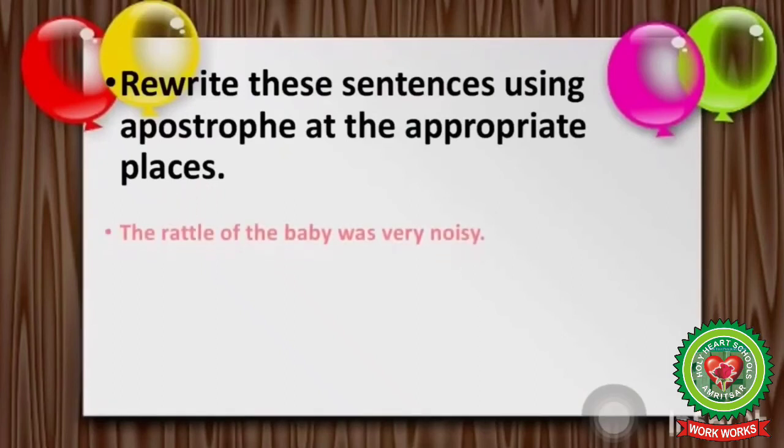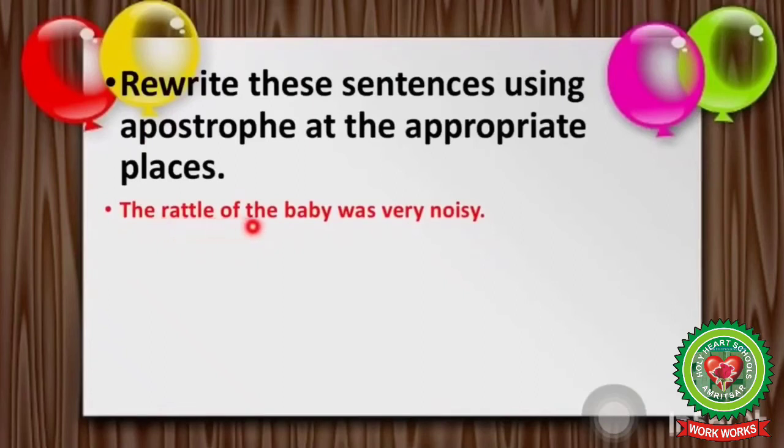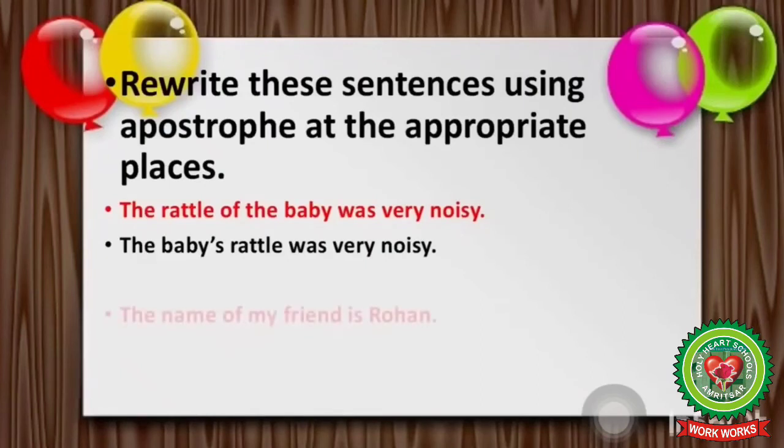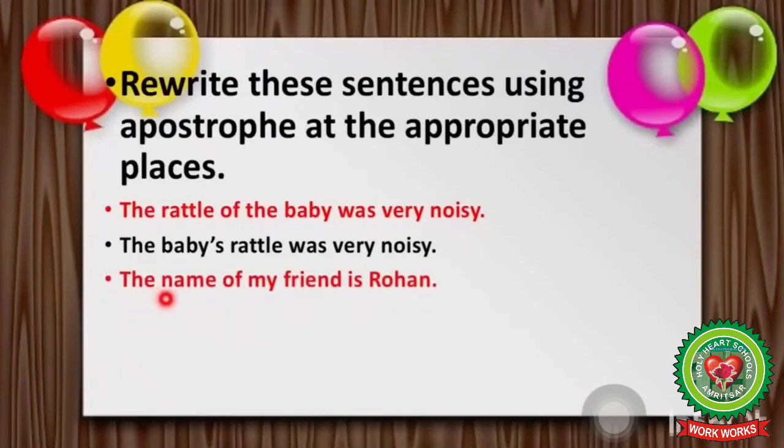Now look at the first. The rattle of the baby was very noisy. Here students, we are talking about baby, and rattle shows possession towards baby. So the sentence can be written in this way. The baby's rattle was very noisy. Look at the next. The name of my friend is Rohan. Here students, we are talking about the name. Name shows possession towards my friend. So it can be written in this way. My friend's name is Rohan.